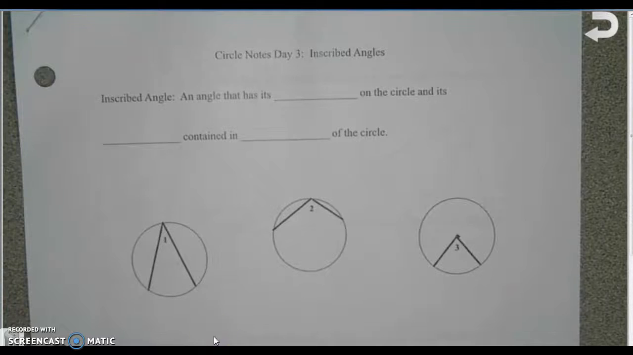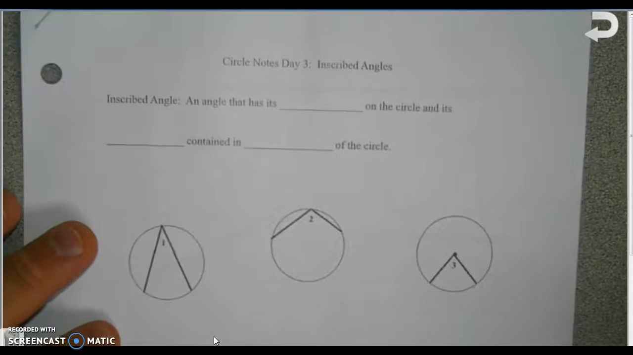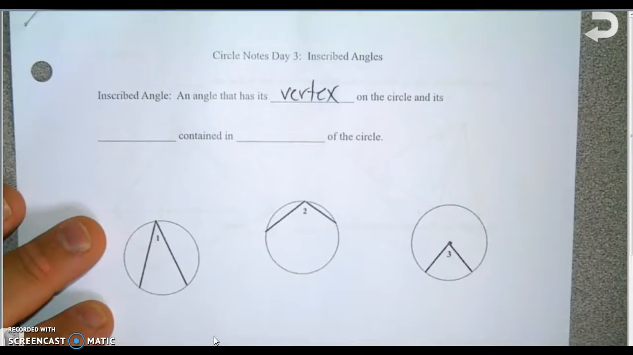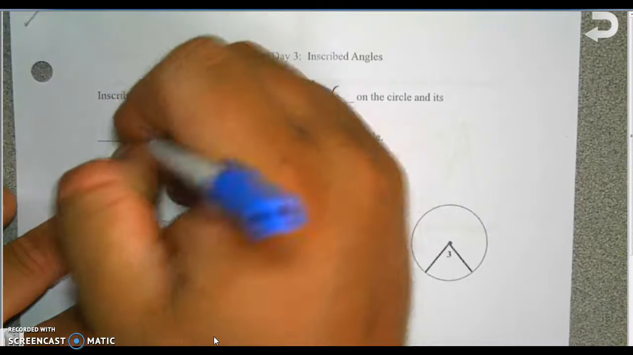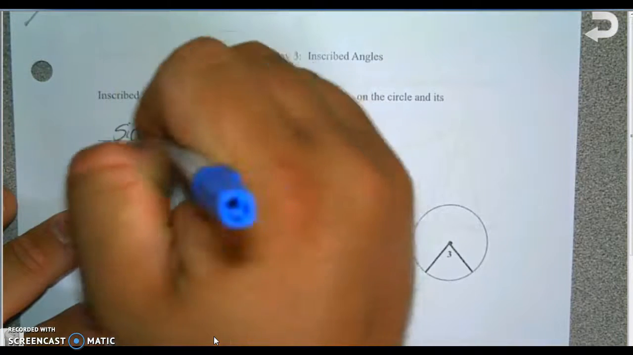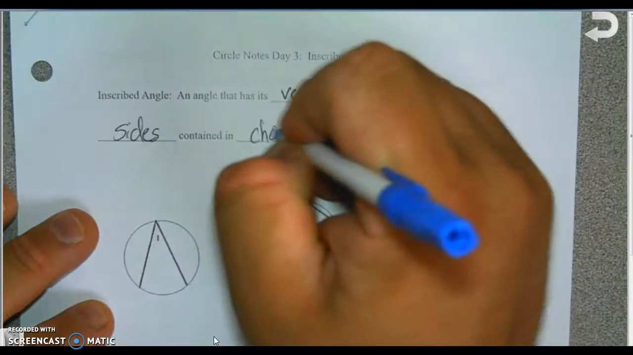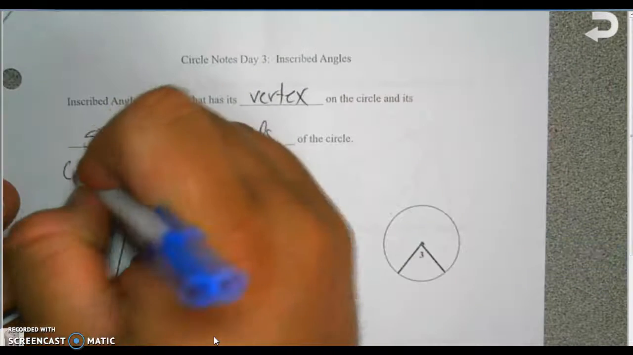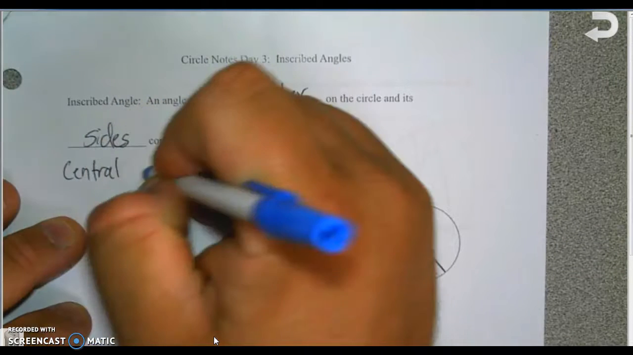Alright, so today we're going to be doing day 3, and we're going to be talking about inscribed angles. An inscribed angle is an angle that has its vertex on the circle, and its sides are contained in chords. So this is different than a central angle, and I'm going to remind you of what that is.